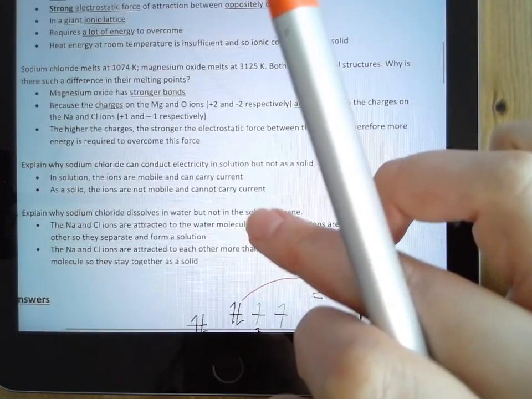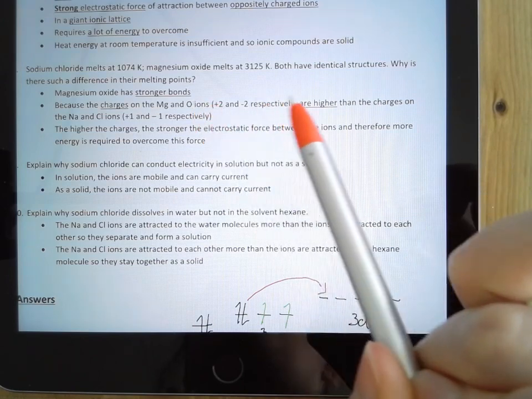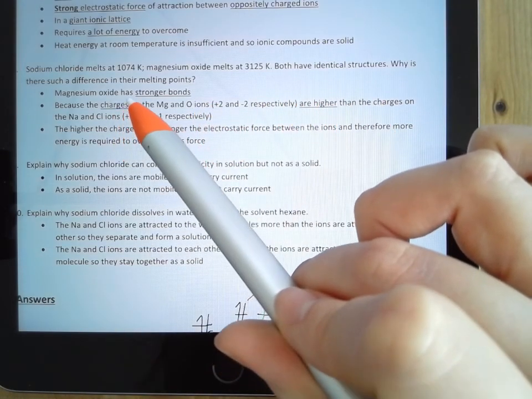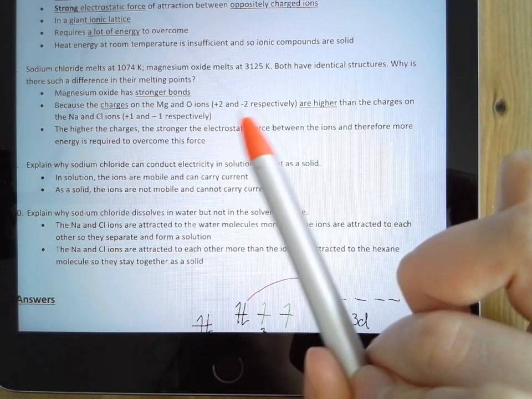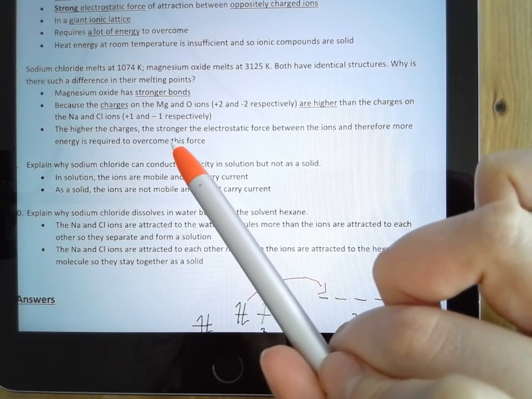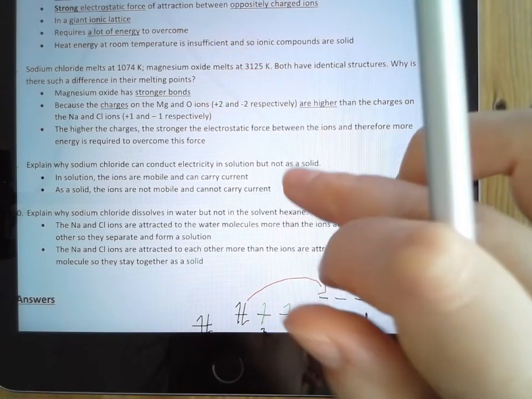I need to write that as a comparative sentence. So I need to say that the charges on magnesium and oxygen ions are higher than the charges on sodium and chloride ions. And then I need to specify that the higher the charge, the stronger the force between the ions. The stronger the force, the more energy required to overcome it, and therefore they have a higher melting point.